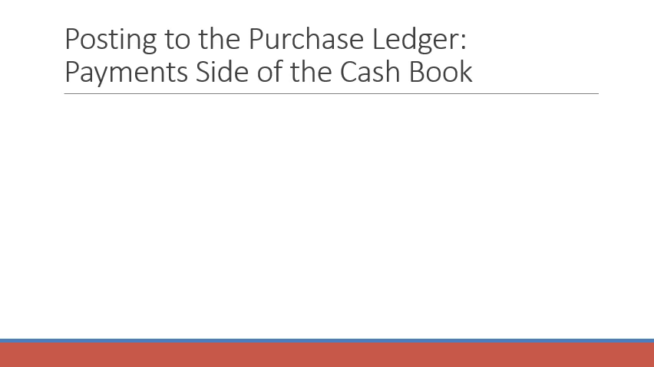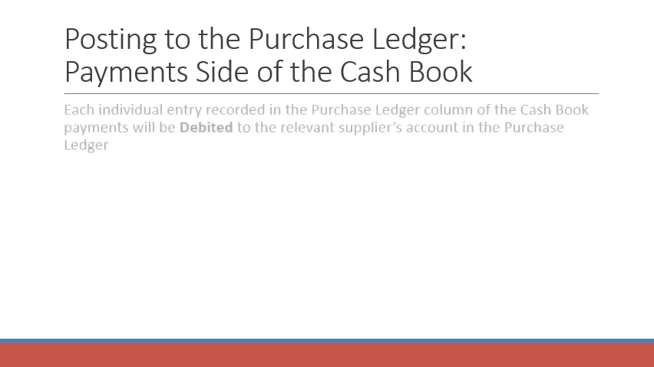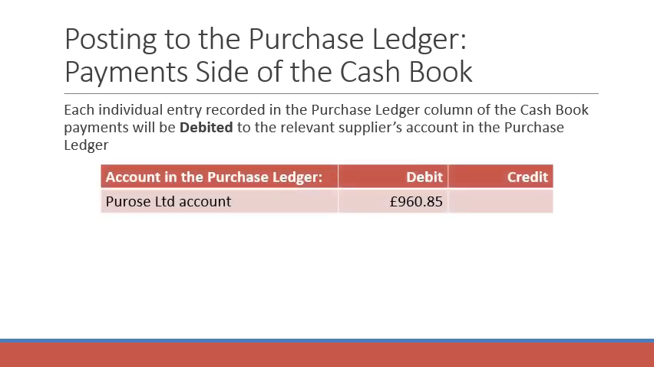And in addition to posting information to the general ledger, we'll also need to post to our purchase ledger as well. So every entry recorded in that purchase ledger column in the cash book is going to be debited to the relevant supplier's account in the purchase ledger. So here we simply had one payment to a credit supplier, a payment to Pure Rose. So that £960.85 will be debited to their account in our purchase ledger.